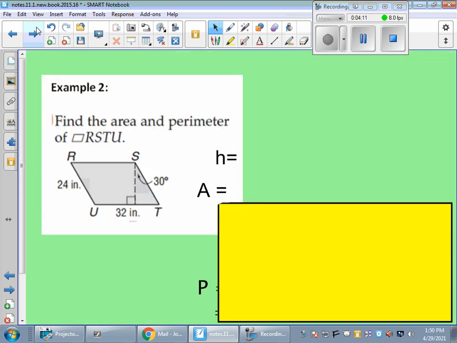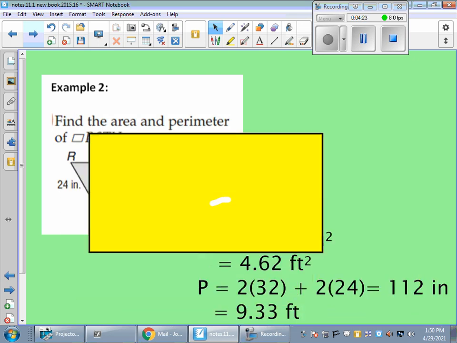So this one right here, find the area and perimeter. Again, this is still a parallelogram, so we just have the equation in there, but taking a look to see what we have, let's see what our answer is here.